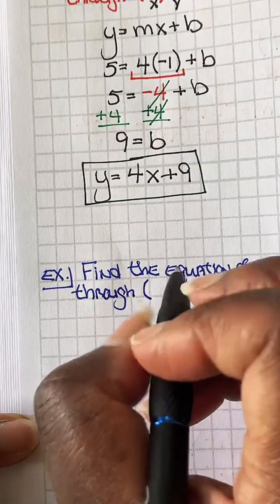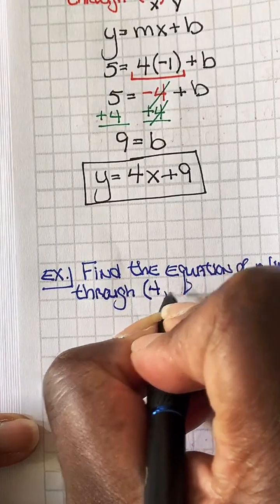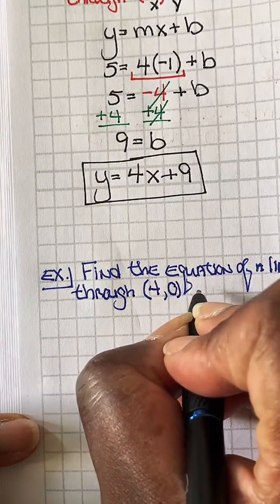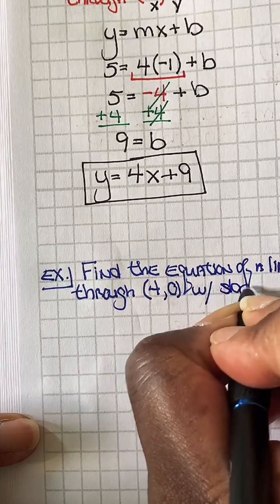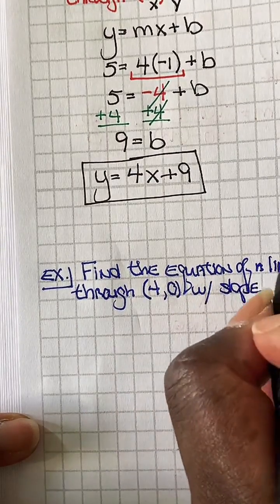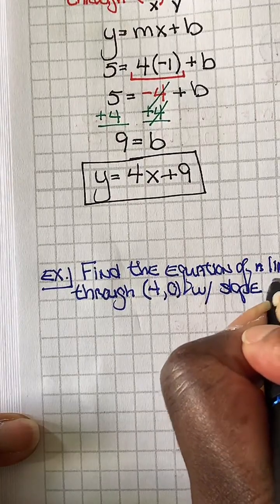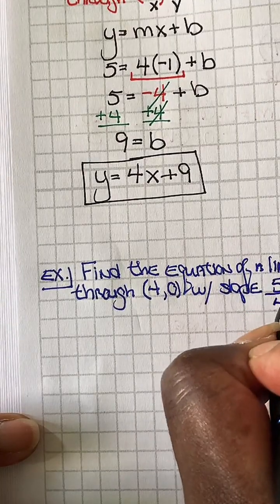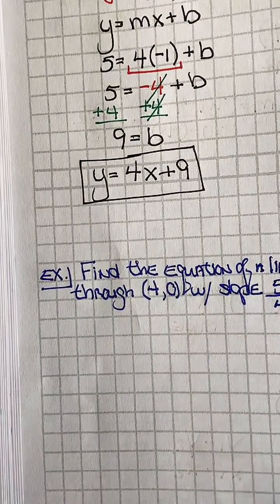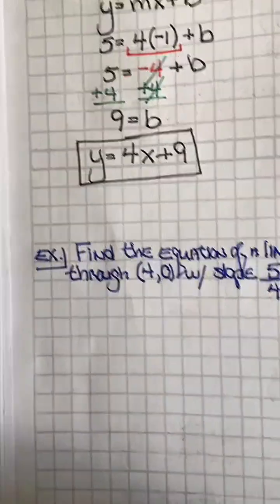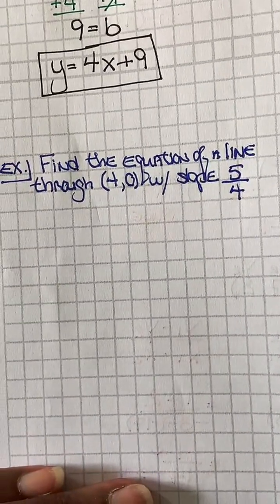All right, so we're going through 4, 0, with the slope of 5/4. You're like, oh, why'd you do that? Because it needs to happen.